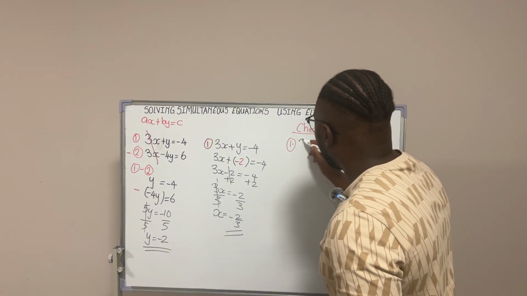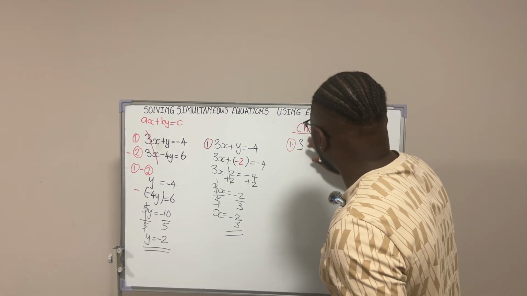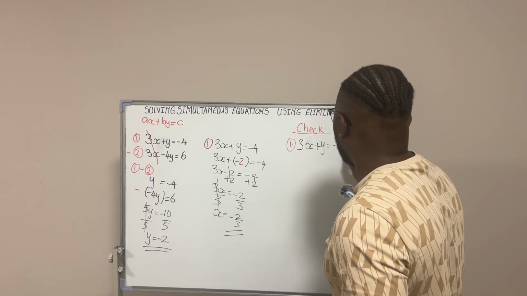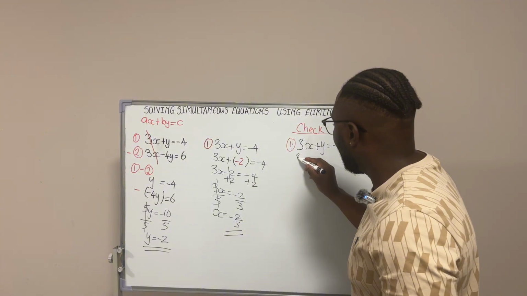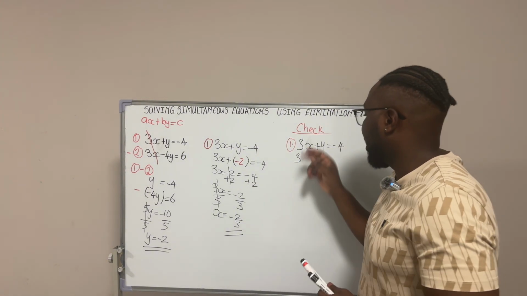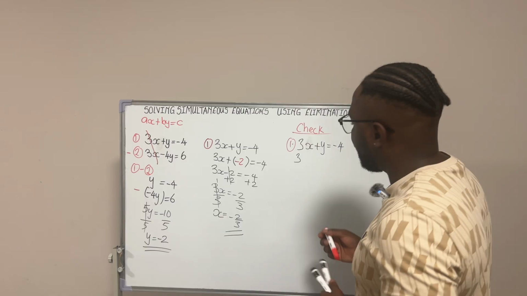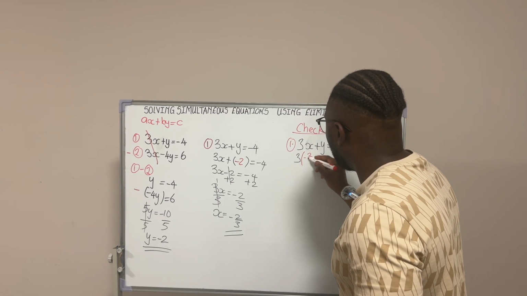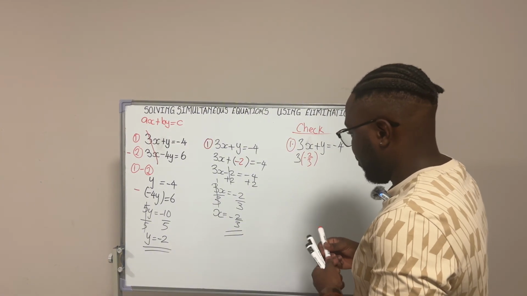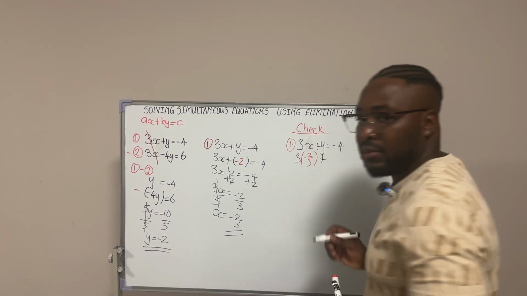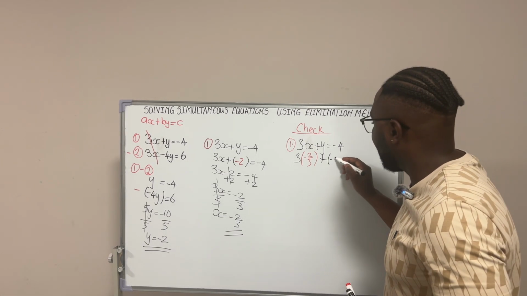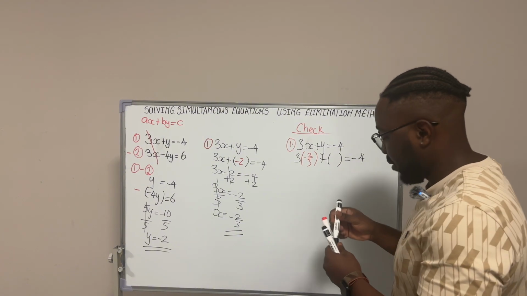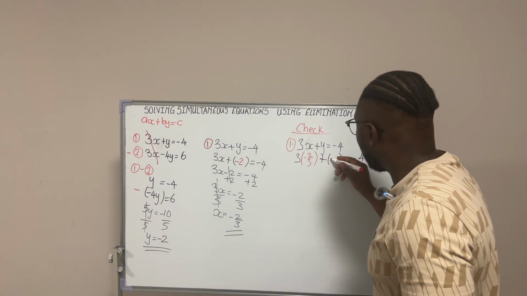Our equation 1 is 3x plus y equal to negative 4. So we have our 3 there. We substitute our x value. What's our x value? Negative 2/3. Plus, what's our y value? Our y value is negative 2, equal to negative 4. Let me just use my red marker, negative 2.